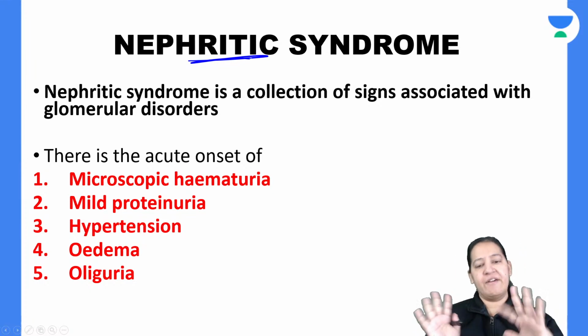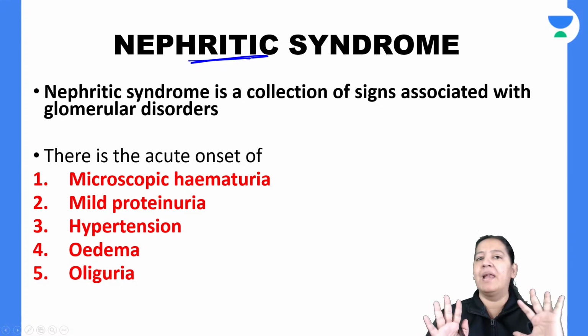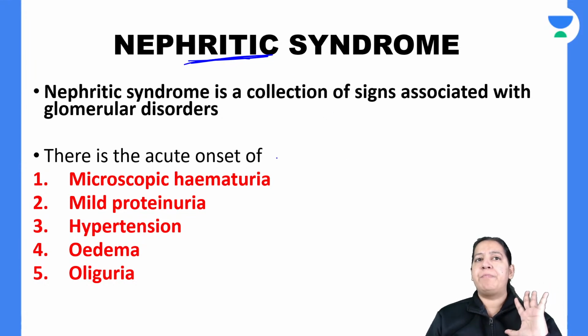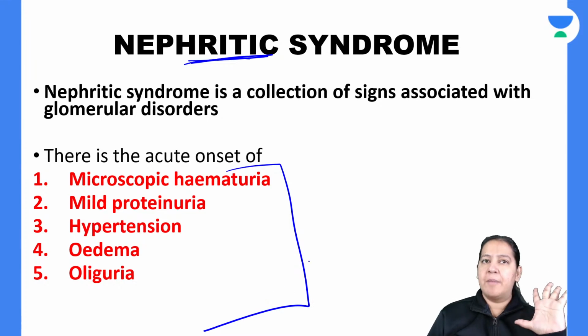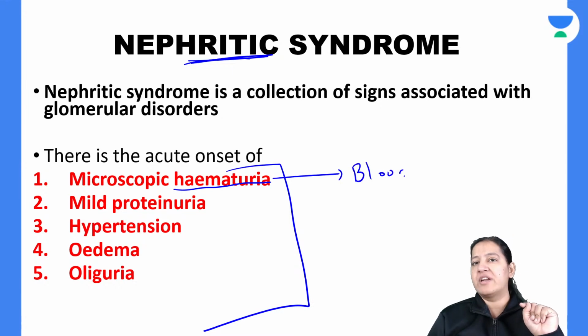So let me start with nephritic and nephrotic syndrome. Both of them are umbrella terms having multiple glomerular diseases inside them. Nephritic syndrome is the syndrome in which the patient will come to you having 5 complaints. These are the 5 complaints the patient will come with. The most common complaint, the patient will say, doctor, I am having blood in my urine. My urine is red. Blood in urine, that is hematuria.